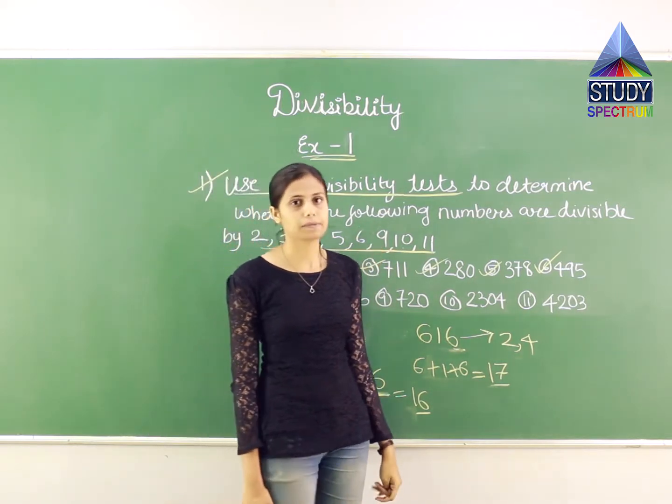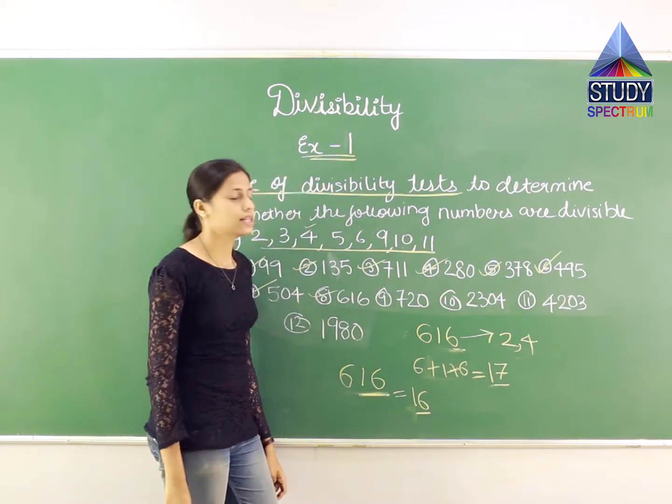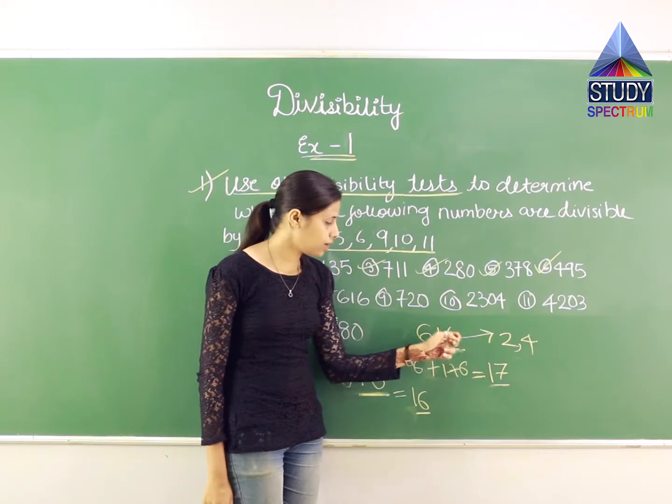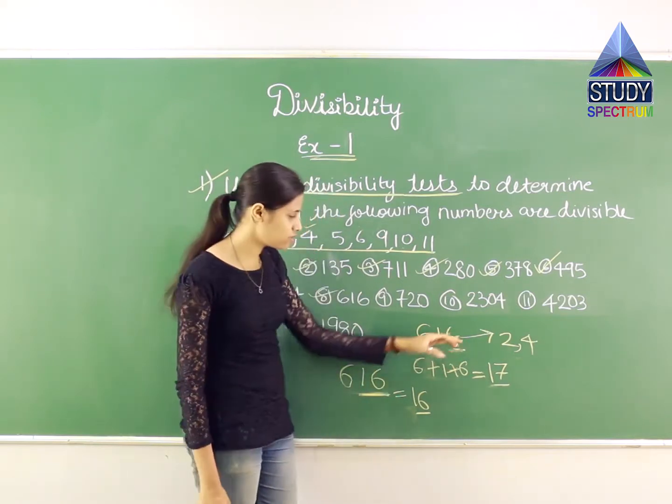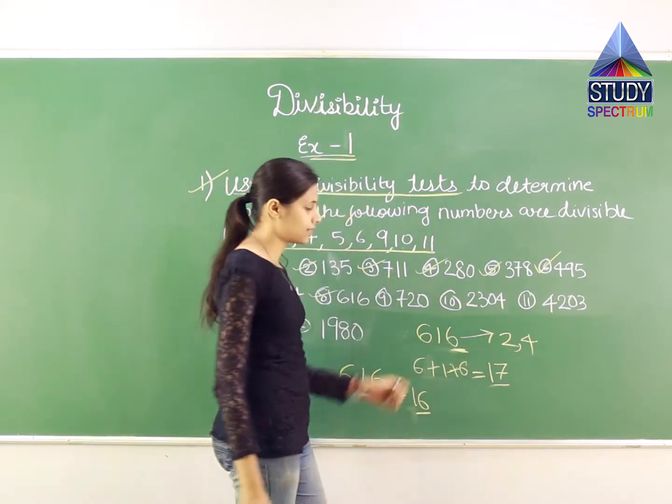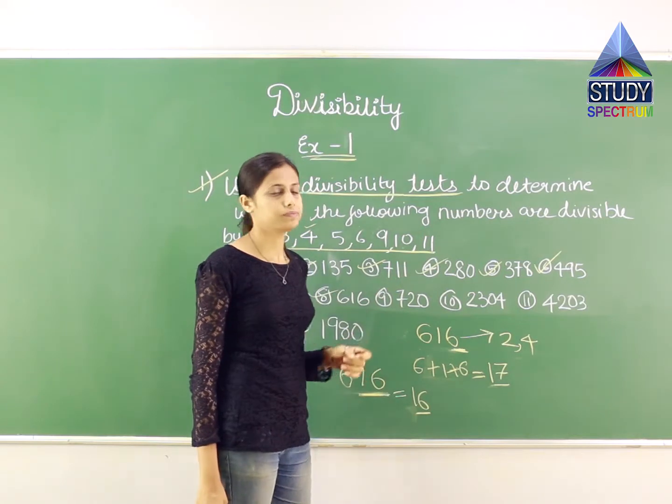by 9. Now another test, that is test of divisibility by 10. This test says that I should have 0 at the end. Now over here the number is 616. Do I have 0 at the end? No, I have 6, right? So I can say that this number 616 is also not divisible by 10.